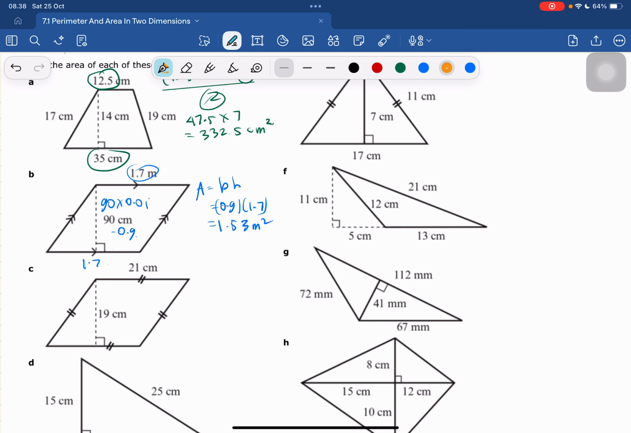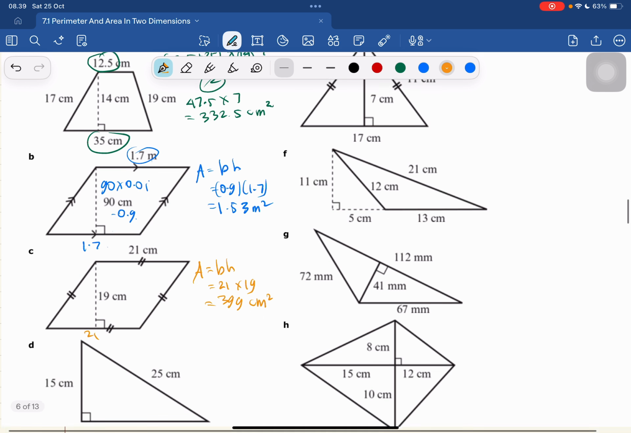This is rhombus. So this is going to be 21. So for the rhombus, if the sides are equal, the area is going to be base with height, 21 multiplied by 19. 21 we multiply by 19 is going to be 399 centimeter square.